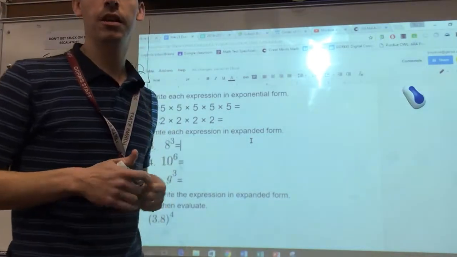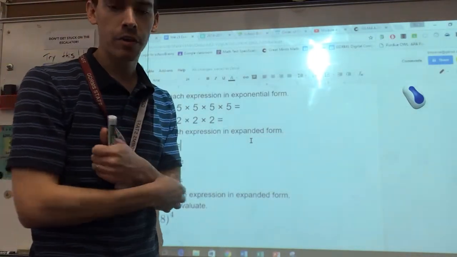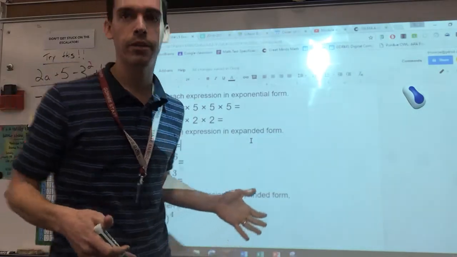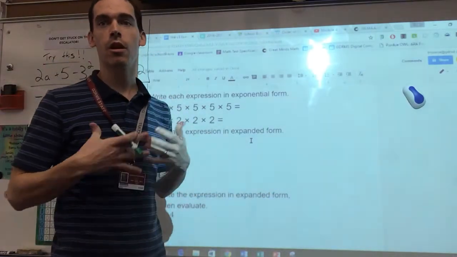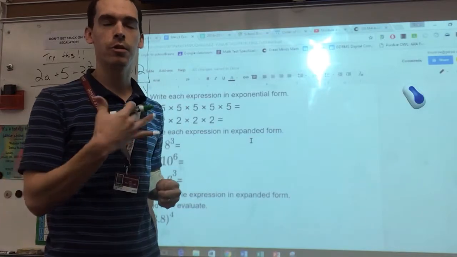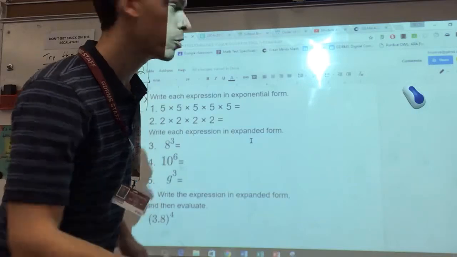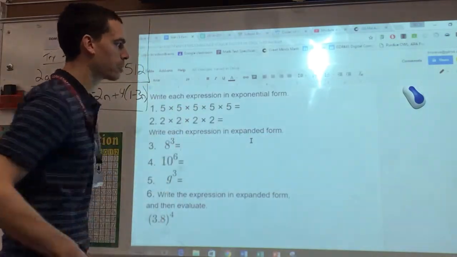Hey everybody, this is Module 4, Lesson 5, talking about exponents. What we're going to talk about is leading towards order of operations, so that we can solve longer and longer expressions, working our way towards equations with algebra. So let's kick this off right here. First one, write each expression in exponential form.